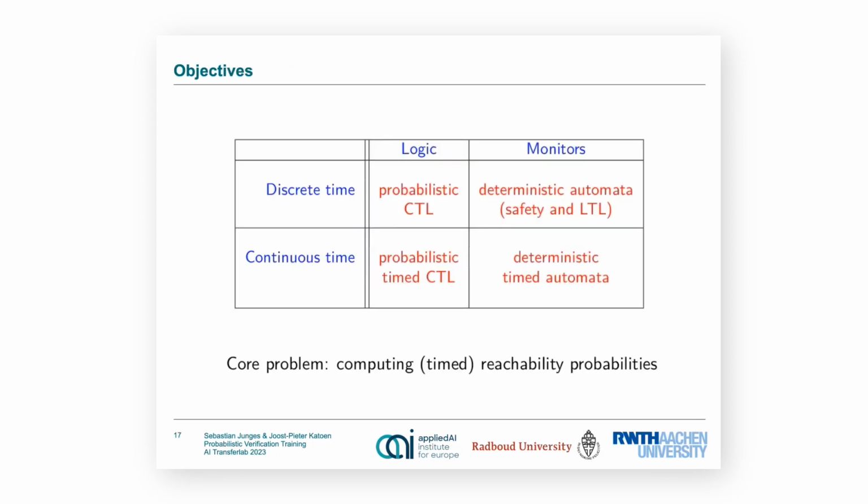And then there are different properties. I already mentioned that in the early days, you had people working on LTL. I have this basically in the third column. And LTL you can also represent by some kind of automata model, like a deterministic automaton accepting infinite words. And then you have logics, for instance, branching time logic like probabilistic CTL. And if you have continuous time, you basically have timed versions of all this. And the core problem in model checking is to compute the probability to reach certain states.